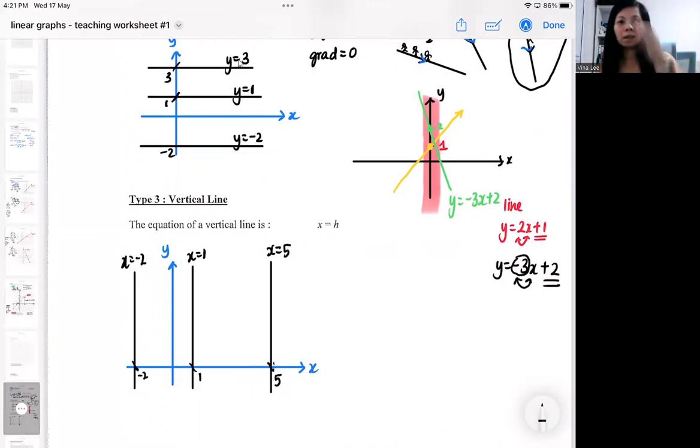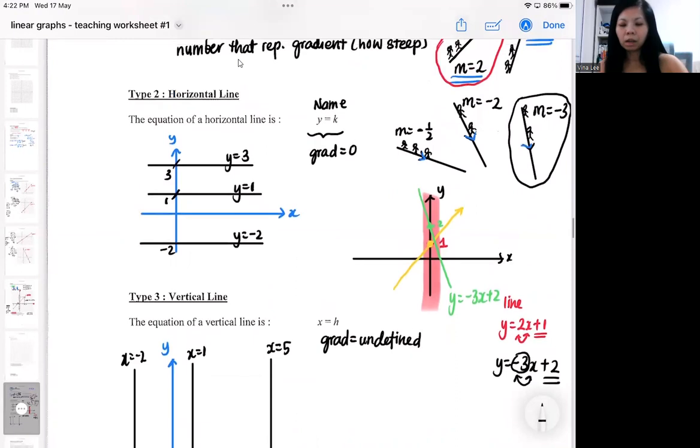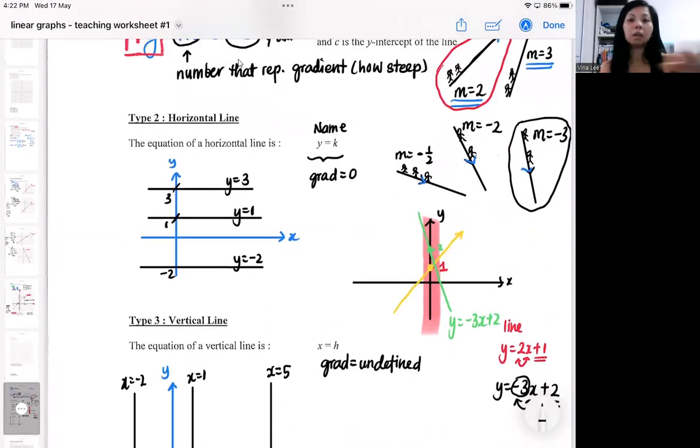For a vertical line, the gradient is too steep already. It's so steep that we call it an undefined gradient. That means it will not be possible to calculate the gradient. Even your calculator cannot calculate it. So if you try calculating the gradient for a vertical line, your calculator will return a math error because it's so steep that it's not calculable. Whereas a horizontal line is so flat that the gradient is 0. 0 gradient means 0 steepness.